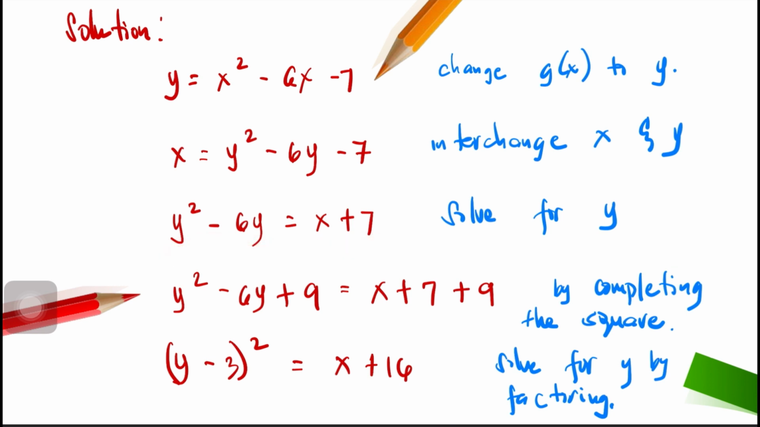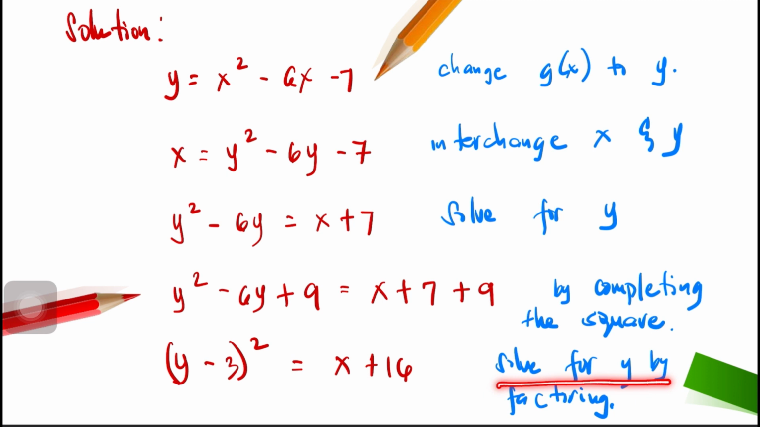And then, solve for y by completing the square. How? Get 1/2 of negative 6, then squared, and that is now plus 9. So what is 1/2 of negative 6? That is negative 3. Square of negative 3, that is now plus 9. So we will add both sides by plus 9. So that is now y squared minus 6y plus 9 is equal to x plus 7 plus 9.